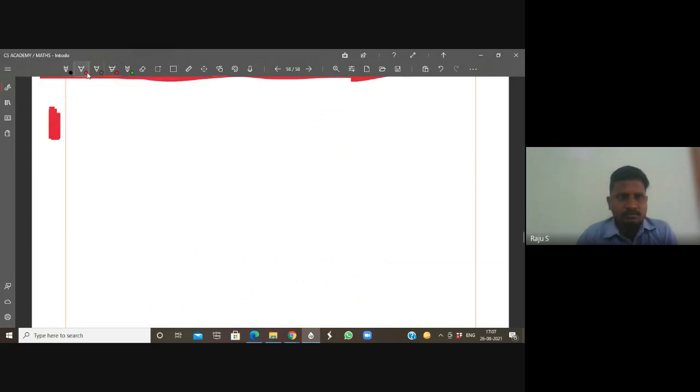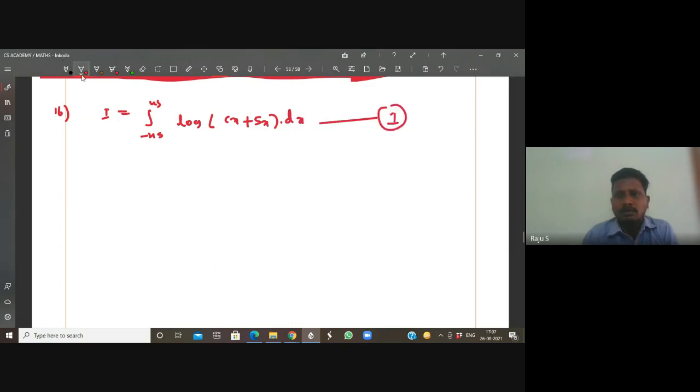16th question: I is equal to the integral from minus 45 to plus 45 of log of cos x plus sin x dx. This is the question, equation 1. So I'm going to apply the property.